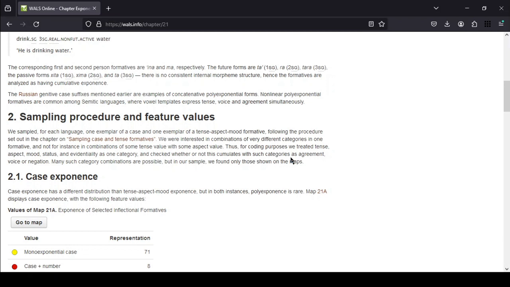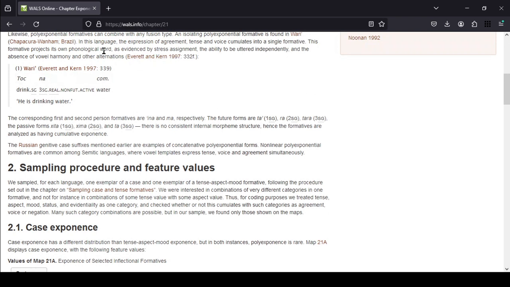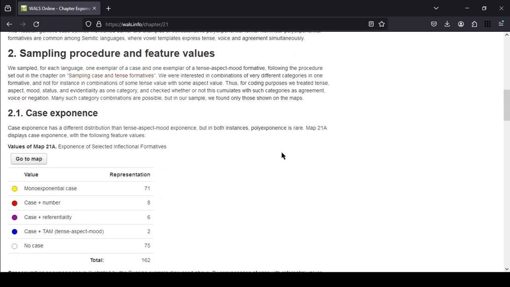Nonlinear polyexponential formatives are common among Semitic languages, where vowel templates express tense, voice, and agreement simultaneously. Just like here, it was tense, voice, and, right? Tense, voice, and agreement. I'm almost to the map.